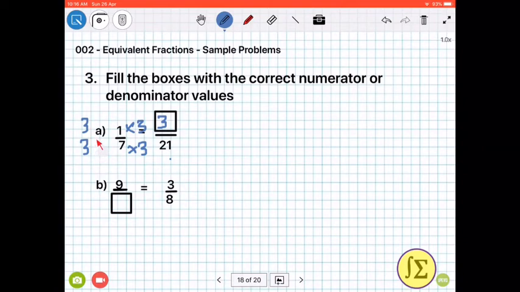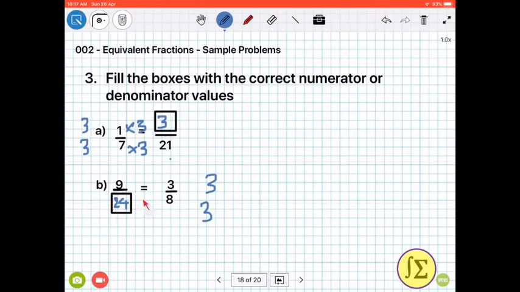All right, let's do B. Same thing. We divide 9 divided by 3, you get 3. So what number divided by 8 will give you 3? The answer is 3 times 8, 24, right? Because 24 divided by 8, you get 3. 9 divided by 3, you get 3. So this answer 24 must be correct because only then you get equivalent fractions.